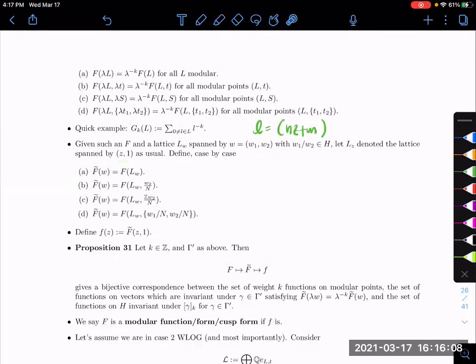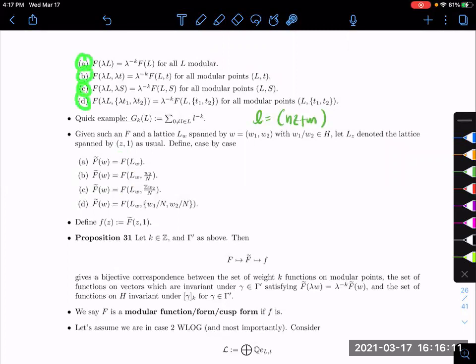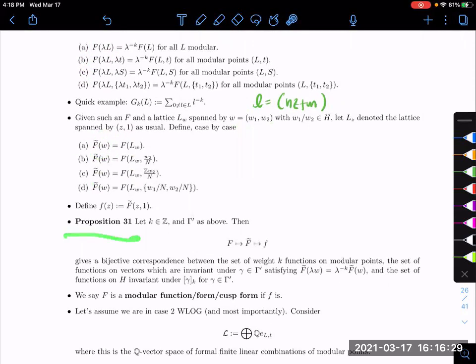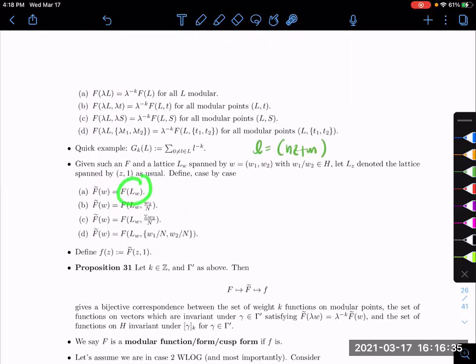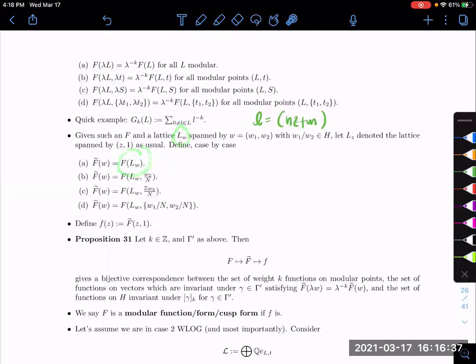Okay. Then you can define, again, case by case, this F tilde guy. And the advantage with F tilde is it's not really a function on lattices or on modular points anymore. It's really just a function on a single tuple here, it's a lot more compact and easier to understand. And you'll see in proposition 31 what the use of this is, but you're going to define F tilde of W to just be F of L sub W. So F of your lattice. In the case where the congruence subgroup is just SL2Z. And then I'll define what it is for case B, and I'll leave you to read about what it is for case C and D on your own.